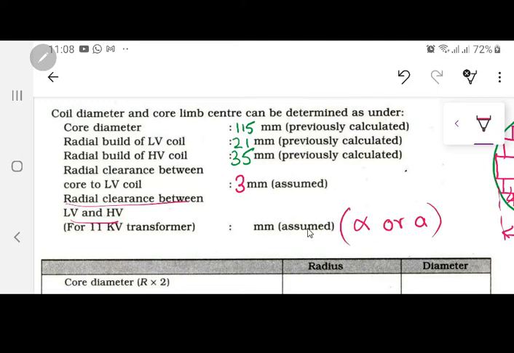Now this parameter is very, very important. Why? Listen to this carefully. Alpha or A is actually, if you are going to keep it large, then what will happen? You will have a better insulation between the low voltage and the high voltage. And secondly, very importantly, if this will be large, the low voltage winding which is inside towards the core, oil will be more accessible to it and it can take off the heat and make the temperature down. But if this alpha or A is going to be very small and you are going to just give a very small gap over there, what will happen?